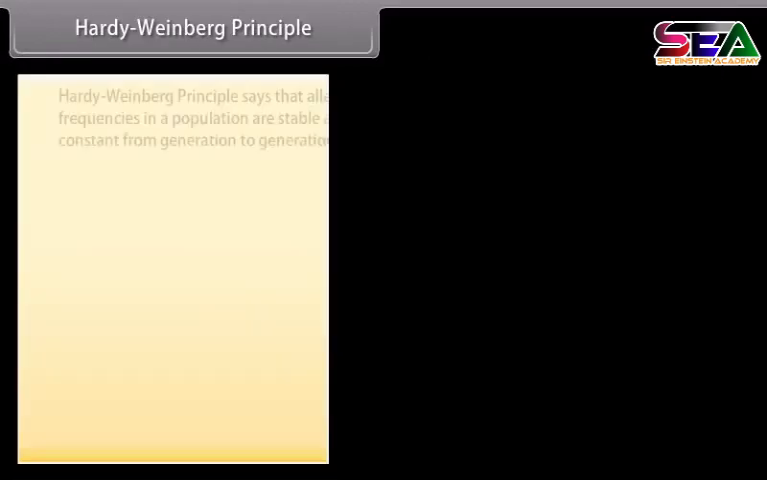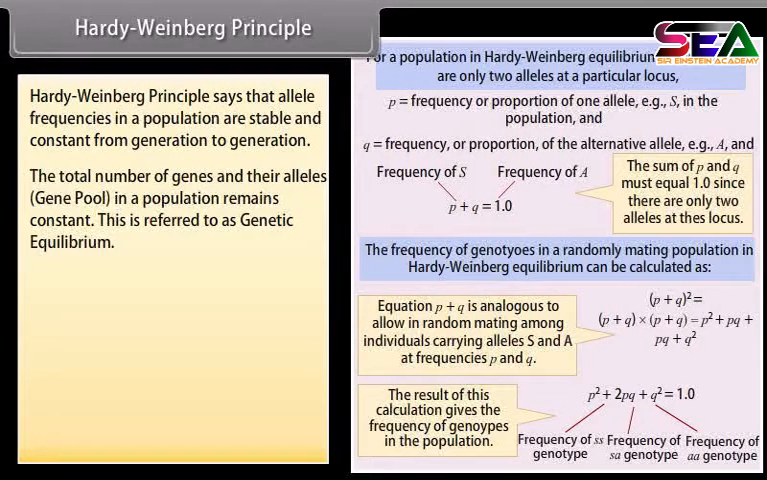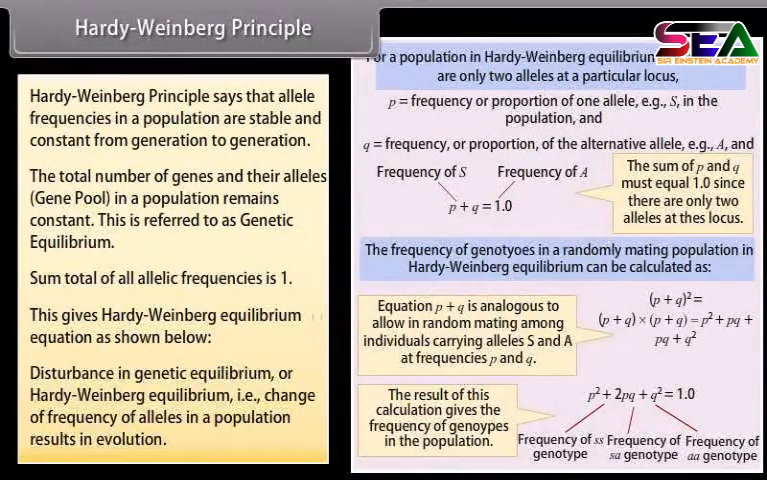Hardy-Weinberg Principle. Hardy-Weinberg Principle says that the allele frequencies in a population are stable and constant from generation to generation. The total number of genes and their alleles, that is, gene pool, in a population remains constant. This is referred to as genetic equilibrium. Sum total of all allelic frequencies is 1. This gives Hardy-Weinberg equilibrium equation as shown below. Disturbance in genetic equilibrium or Hardy-Weinberg equilibrium, that is, change of frequency of alleles in a population, results in evolution.